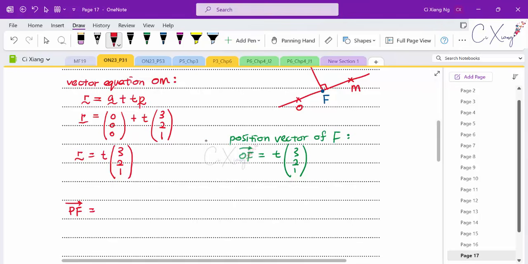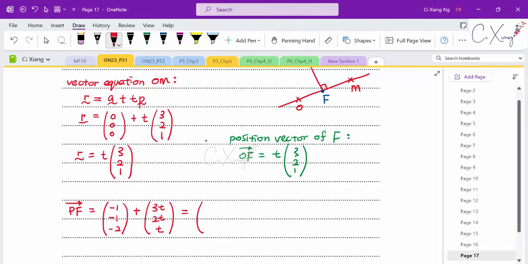Then next step, we are going to find out PF. I want to find PF because at the very last step, I want to find the length of PF, or the modulus of PF. So how to find PF? It is PO plus OF. PO will become (-1, -1, -2), because your OP is (1, 1, 2). Then plus OF, which is (3t, 2t, t). Group them together, you have (-1 + 3t, -1 + 2t, -2 + t). This is your PF.